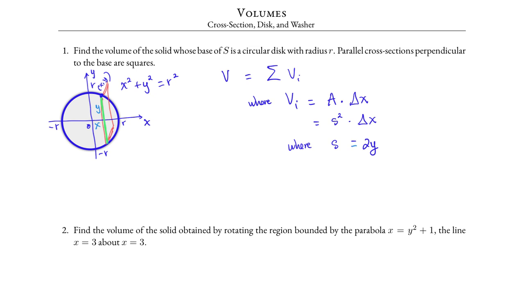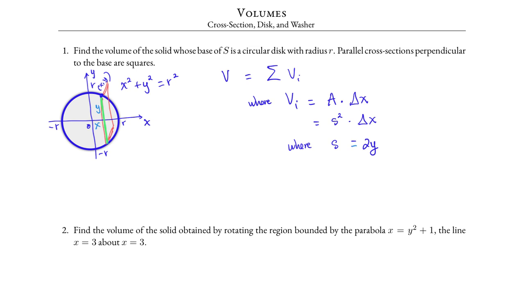But since the volume is in terms of x, we want to express y in terms of x. The relationship between y and x and the radius r is x squared plus y squared equals r squared, which is the equation of the circle, or we can use the right triangle and apply the Pythagorean theorem. We will see that x squared plus y squared is still r squared.